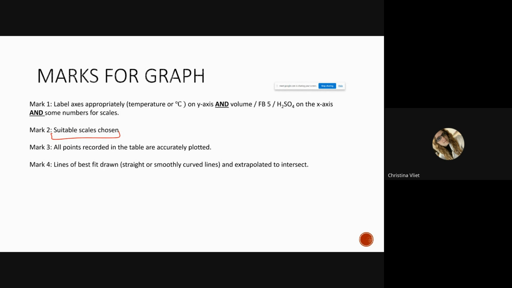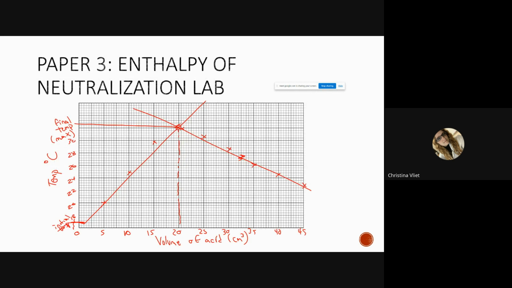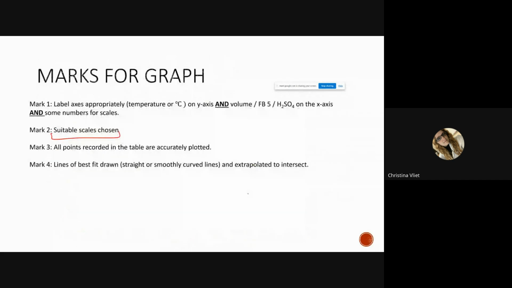Mark 3, all points recorded in the table, everything that you wrote down is here. And by the way, did you notice I wrote X's? When you are marking plots for Cambridge, you need to use X's and not circles. X's, not circles, for every plot you point. And then finally, Mark 4, lines of best fit, where you saw I did those 2 lines. You draw those. What does the word extrapolate mean?